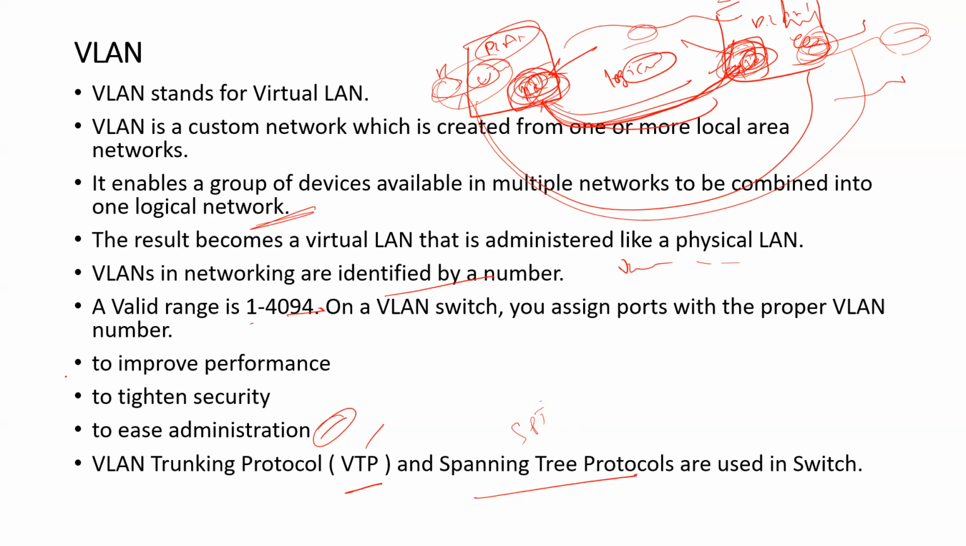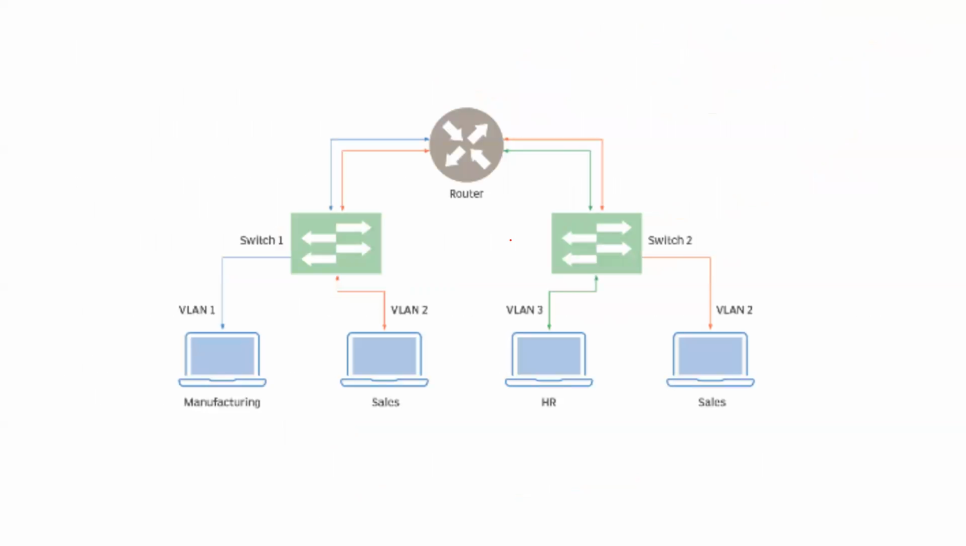This is about VLAN. So what we are doing here, if you can see, there is one router R1, switch 1 and switch 2. Suppose we have the manufacturing team connected to this switch, and the HR team and sales team. Here, the manufacturing team we gave VLAN 1, the HR team we gave VLAN 3, and the sales team are connected to two switches, but we are giving the same VLAN ID to them. Is it clear? So that is the purpose of VLAN.